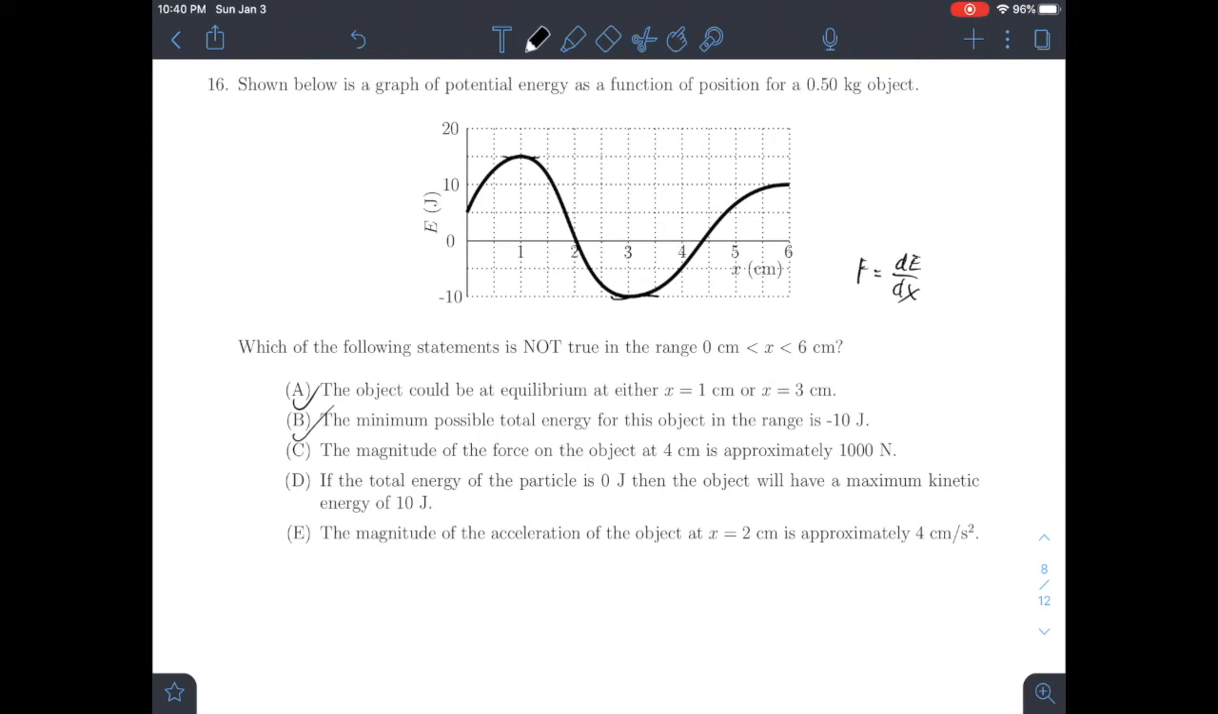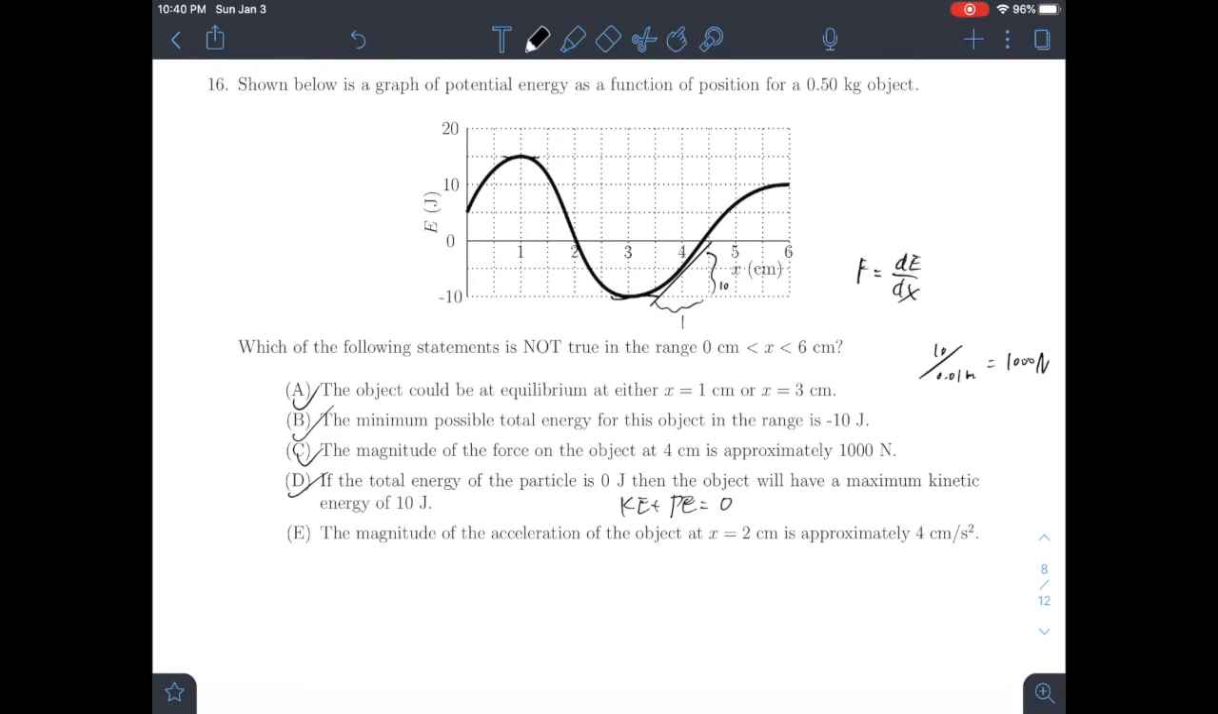B, the minimum possible total energy of the object is negative 10 J, which is true. You can see. C, the magnitude of the force on the object at 4 cm is approximately 1000 newtons. Let's calculate the slope at the point x equal to 4. We have 10 over 0.01 meters, which is about 1000 newtons, which is true. D, if the total energy of the particle is 0 J, then the object will have maximum kinetic energy of 10 J. We know the potential energy plus kinetic energy is equal to 0. So the minimum potential energy here is negative 10, so the maximum kinetic energy has to be 10.